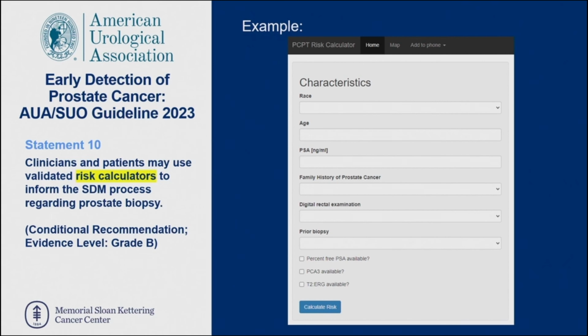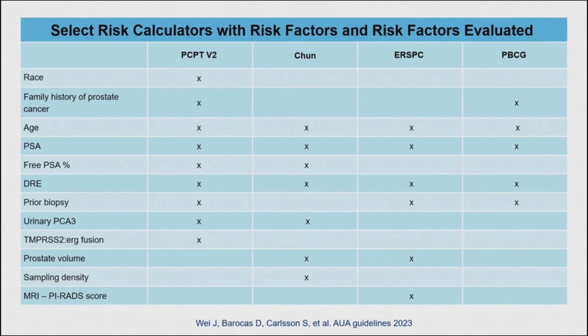Risk calculators are also freely available online. This is an example from the PCPT risk calculator, and they can also help inform the decision to biopsy. And you can enter race, age, PSA level, family history, and so on. And which one to use? There are many different ones out there, and it's important to use one in the setting where you practice. So for example, here in the US, it might be the PCPT, or others in Europe, it could be the Rotterdam or ERSPC, for example, which has been calibrated to the population of men.